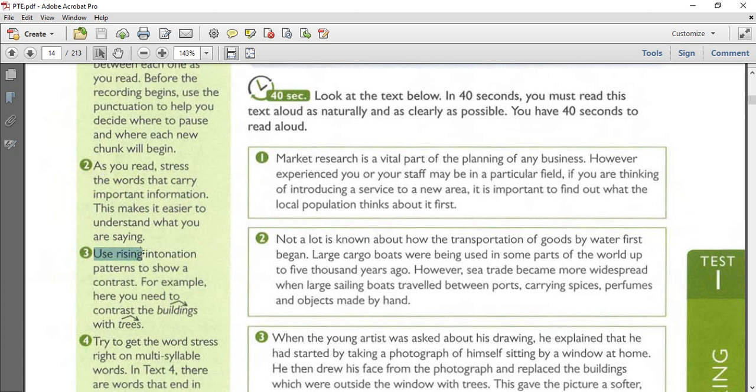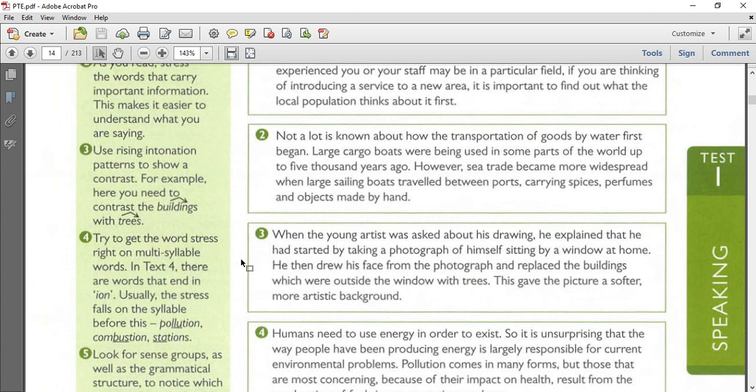Use rising intonation patterns to show a contrast. For example, here we need to contrast the word buildings with trees, rising the intonation. Okay, now let's do it. When the young artist was asked about his drawing, he explained that he had started by taking a photograph of himself sitting by a window at home. He then drew his face from a photograph and replaced the buildings which were outside of the window with trees. This gave a picture of softer, more artistic background.